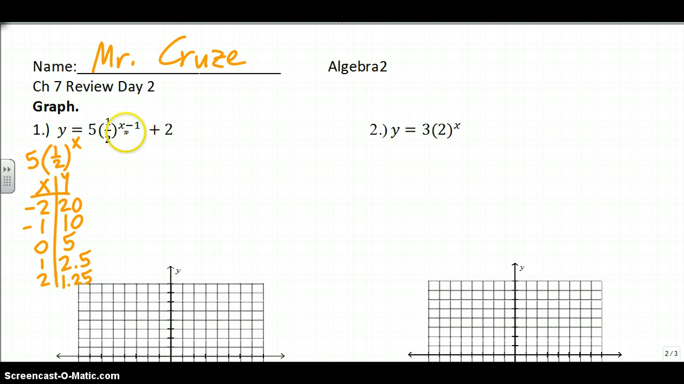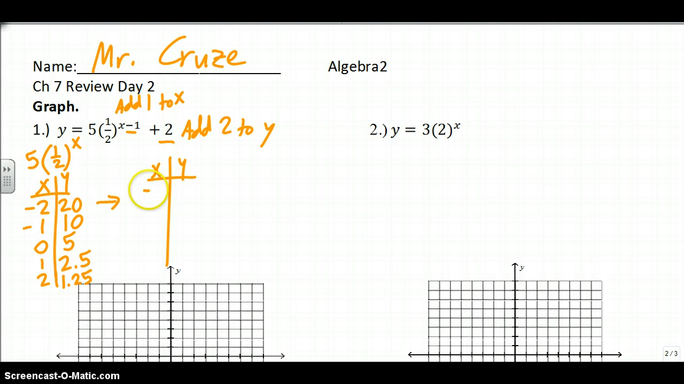But we have these two things to take care of first, right? So we're going to have to adjust our t-table. The -1, remember when you're dealing with x, you have to talk about the opposite, right? So this actually means add 1 to your x values. And this +2 out here means add 2 to y's. Only the x one is the backwards one, okay? So I'm going to add 1 to all my x's. So -2 becomes -1, -1 becomes 0, 0 becomes 1, and so on down the line. I'm going to add 2 to all my y's.